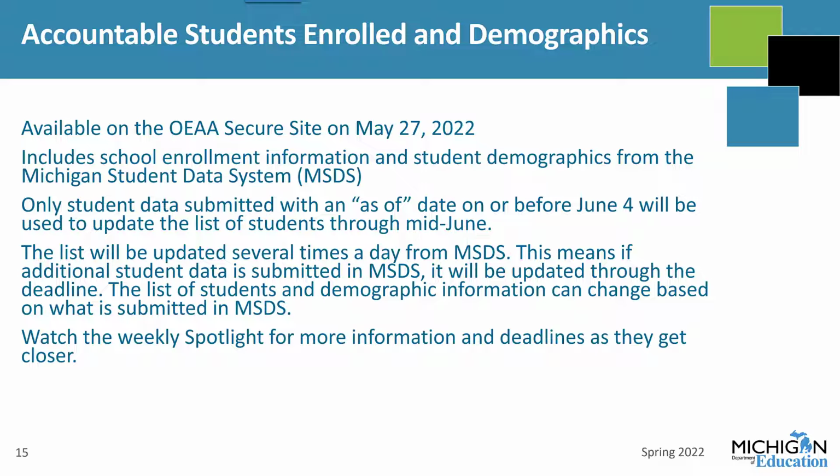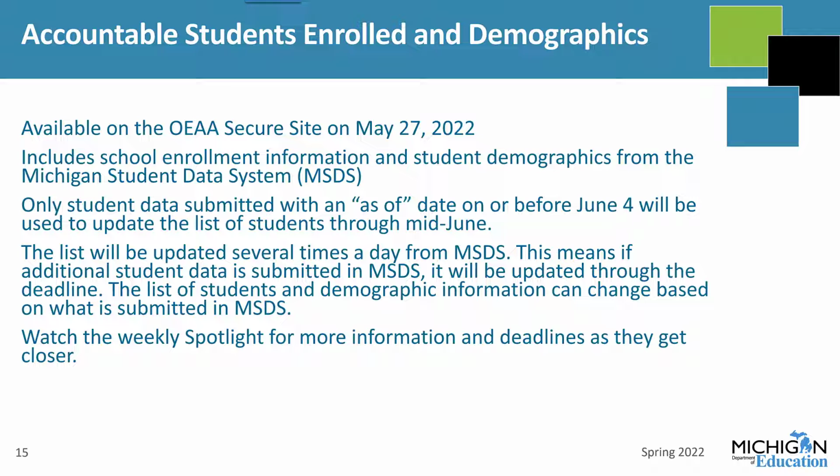Accountable Students Enrolled and Demographics is the screen in the OEAA secure site where you can look at the list of students who are expected to test for your school or district for your accountability ratings. The demographic information for students is also on this page. You need to go to the Accountable Students Enrolled and Demographics page to verify that the names and information are correct. This happens beginning May 27th. Make sure you keep an eye on the spotlight. We will post detailed information there when these tasks need to be done.